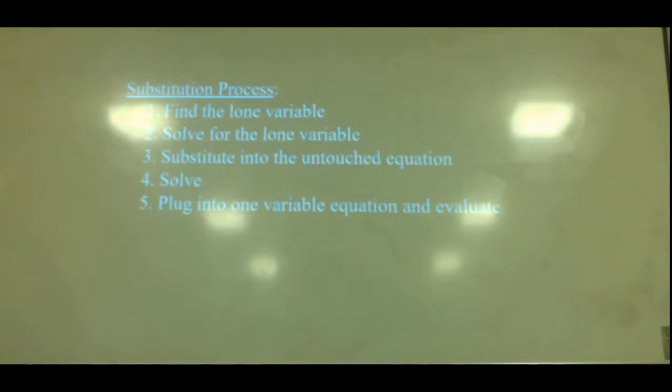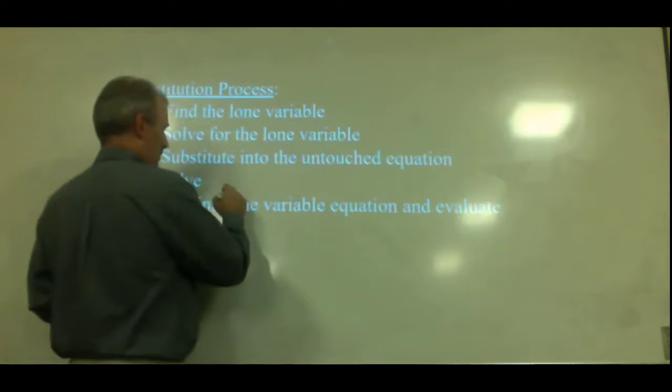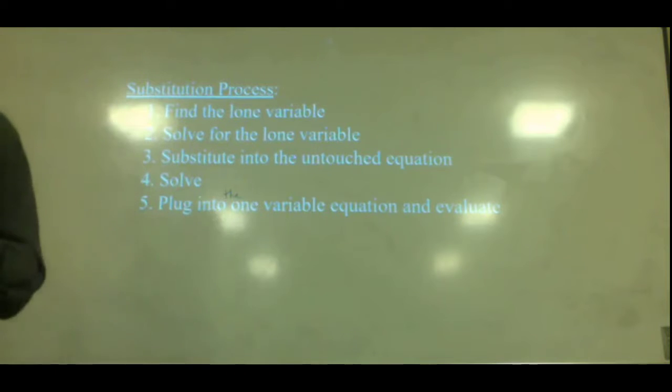So substitution: find a variable, get one variable by itself. Solve for the lone variable. Then you substitute into the untouched equation, the one that we haven't used yet. And then we solve, and then we plug it into the one variable equation and evaluate. So this is just the steps that we've already been doing. Nothing new here. It's just written out in words, except this should say into, at least in my opinion, into the one variable equation. If you want to fix that so it makes sense, I like my sentences to make sense as much as possible. All right, so that's our substitution process.